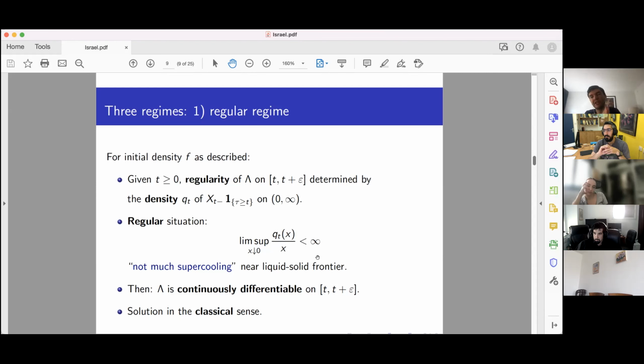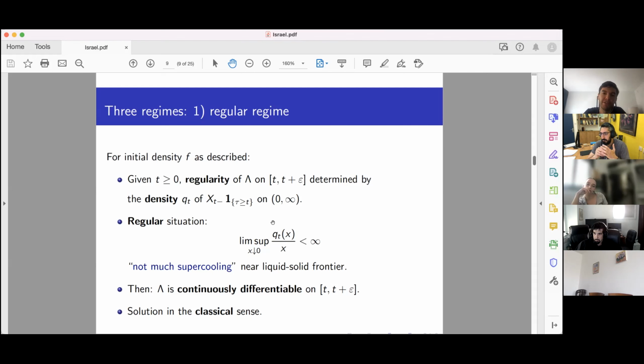If at some time little t, you will see a regular behavior, so a continuously differentiable lambda on some interval from t to t plus epsilon, if the water next to the ice is not too cold. Not too cold is quantified by the condition that you see in the middle of the slide. Q is actually related to P. It's basically the temperature distribution in the water, but at time t minus, so right before time t.